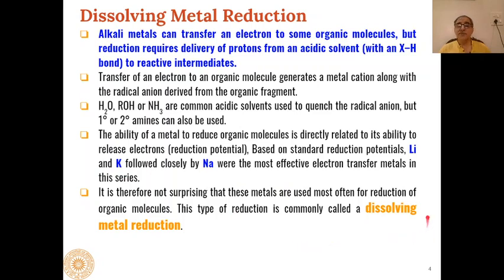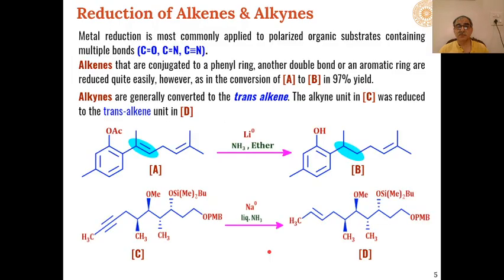So such reactions, where metals are used for reduction of organic molecules in the presence of protic solvents, polar protic solvents, are called dissolving metal reduction. Now we will discuss reduction of different types of functional groups one by one. First is reduction of alkenes and alkynes.